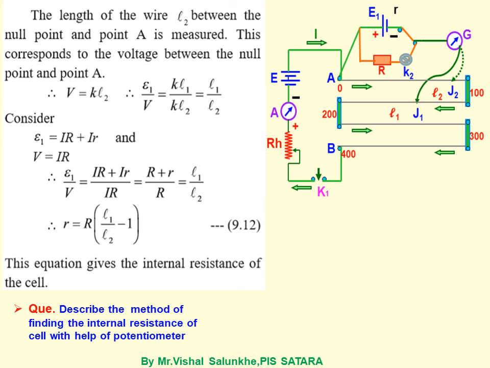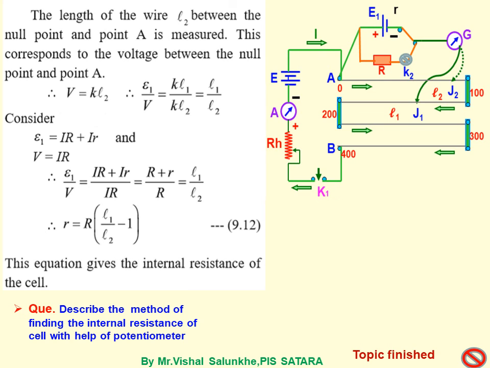So this is the question. The question may come in this way for the CBSE board examination: describe the method of finding the internal resistance of a cell with the help of a potentiometer. We can find it easily. Clear? And here we have finished our current electricity topic.